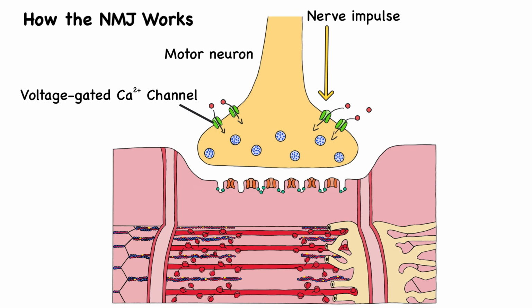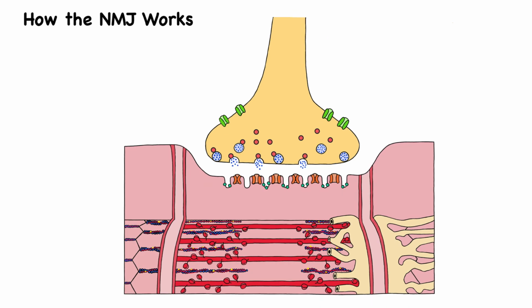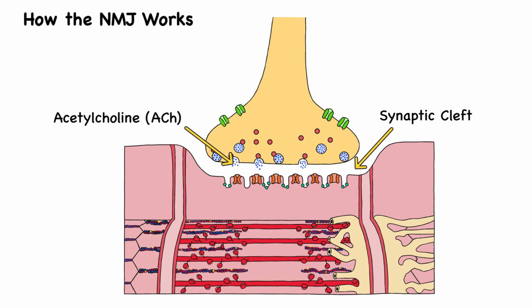Calcium then influxes into the neuron from the extracellular fluid moving into the cell. The calcium influx is going to cause those synaptic vesicles to fuse with the cell membrane. This releases acetylcholine into the synaptic cleft.